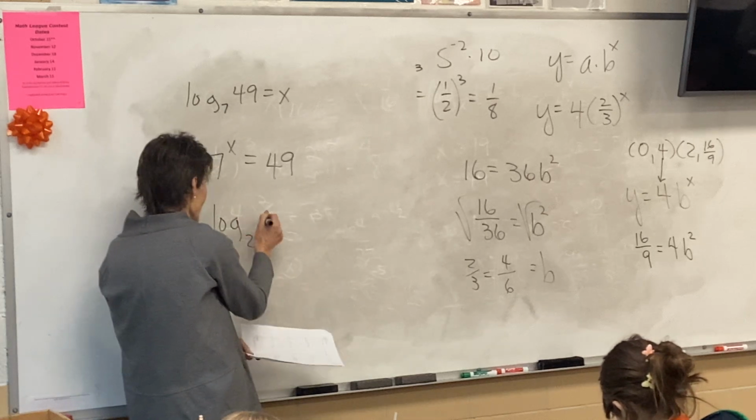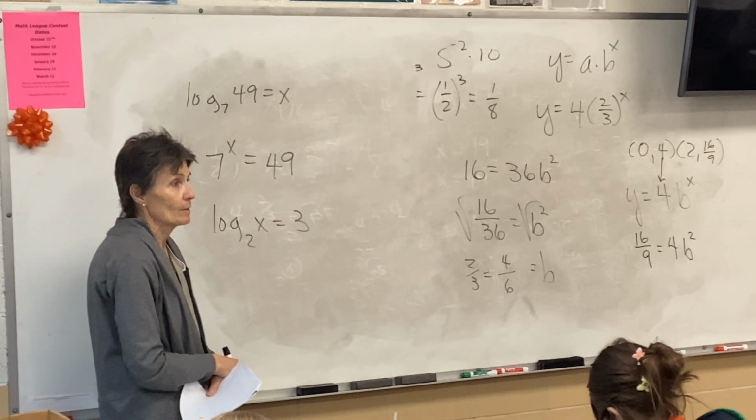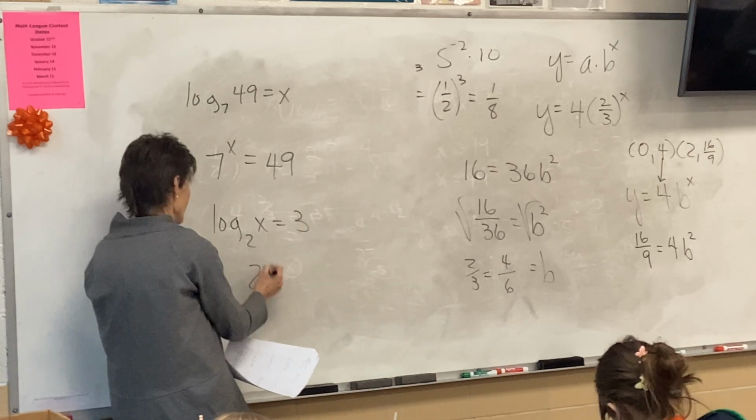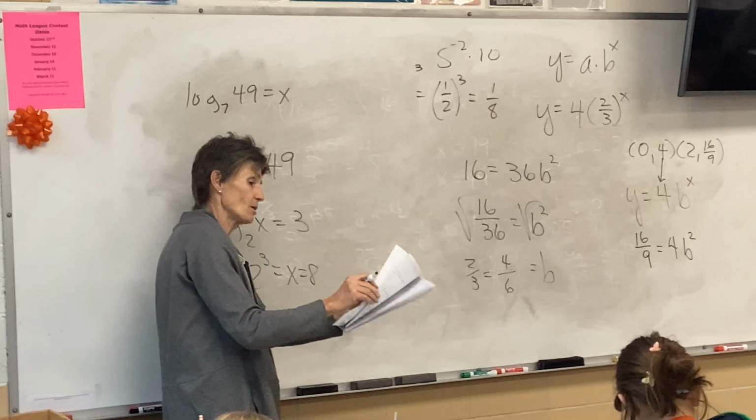Log base 2 of x equals 3. Oh my gosh, another easy one. That's going to be 2 to the 3rd, so the answer is 8. We could do these all day.